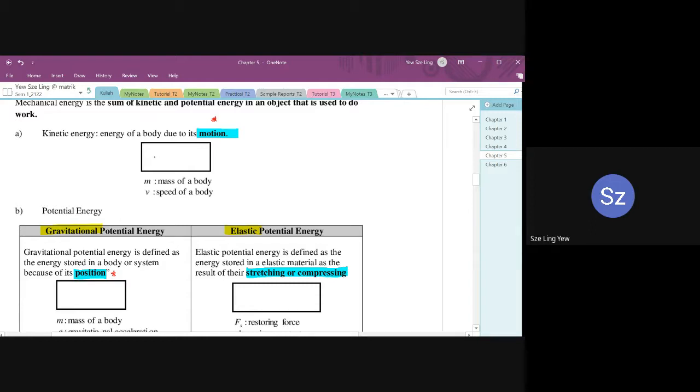If you first state the difference, that kinetic energy is due to motion and potential energy is due to position, you get one mark. The second mark is given if you state the equation for each of them, where K equals 1 over 2 mv squared, and gravitational potential energy is UG equals mgh. So these are the two differences between K and UG.